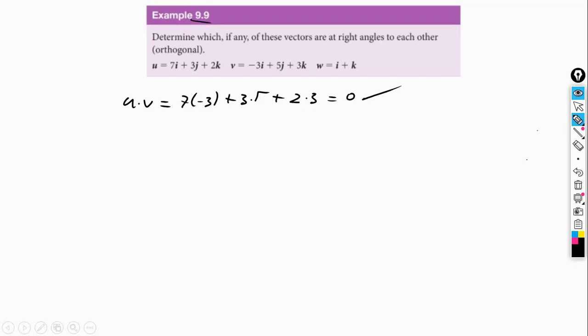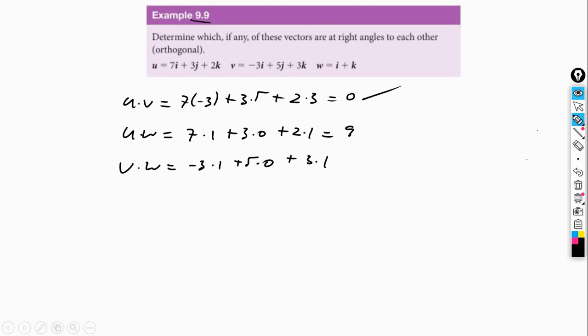So let's do the dot product between u and w. This is going to be 7 times 1 plus 3 times 0 plus 2 times 1, and this equals 9. Therefore, not orthogonal. And finally, let's do v times w. And here we're going to get negative 3 times 1 plus 5 times 0 plus 3 times 1. And this is obviously 0. Therefore, these vectors are orthogonal.